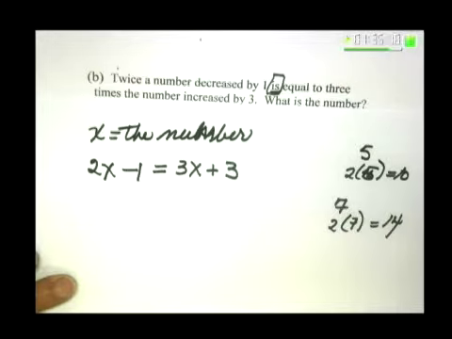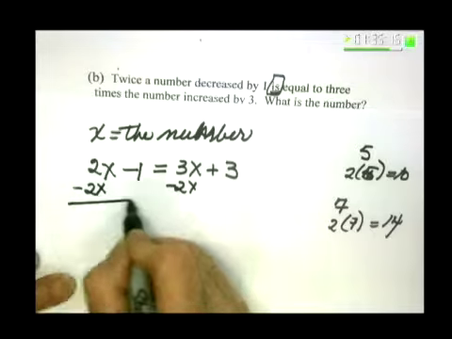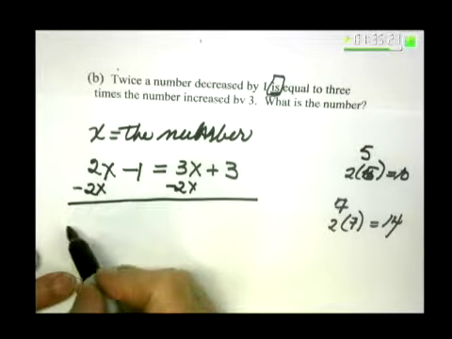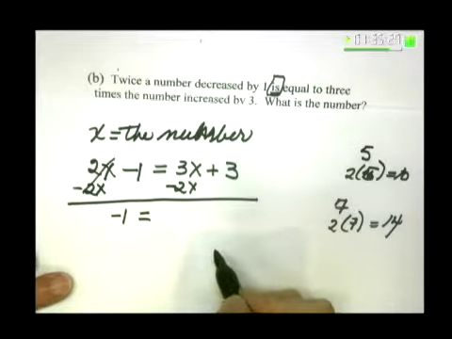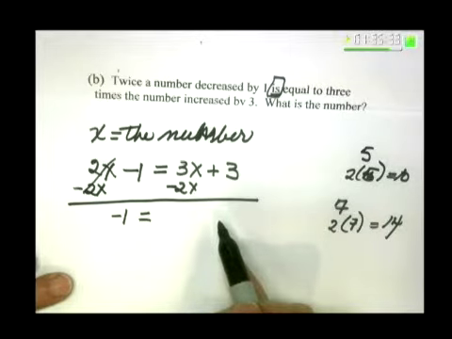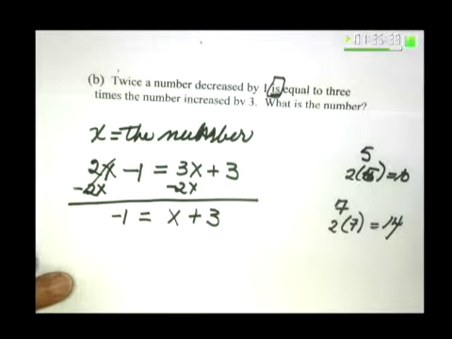In this case, just for convenience, I'm going to subtract 2x from both sides of my equation. If I'm subtracting 2x from both sides, what I've decided to do is get my x's on the right-hand side. 2x subtract 2x is 0, so I get negative 1 equal. The reason I chose the right side is because the arithmetic is a little easier. 3x minus 2x is just x, or 1x, plus 3. So now I have a simplified form of the equation which says negative 1 is equal to x plus 3.